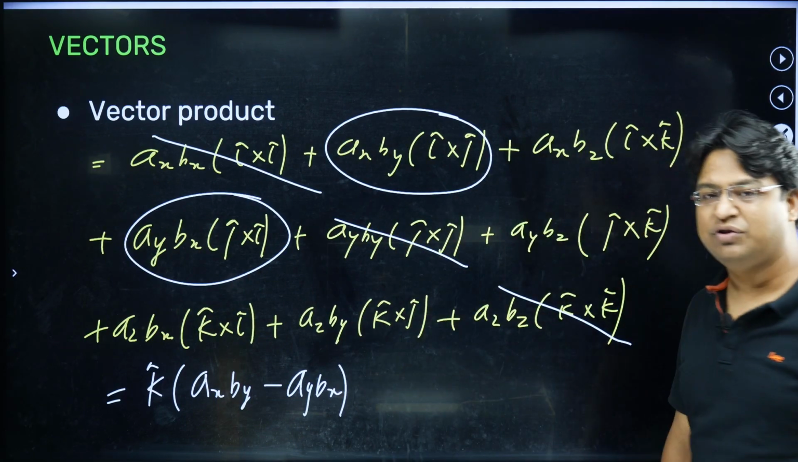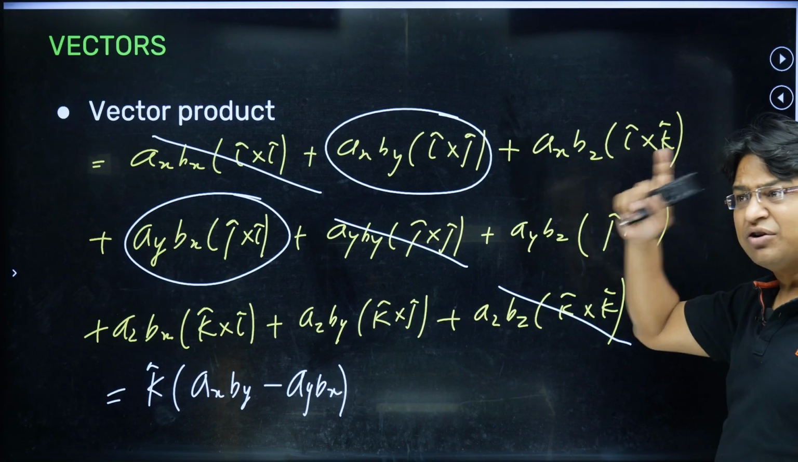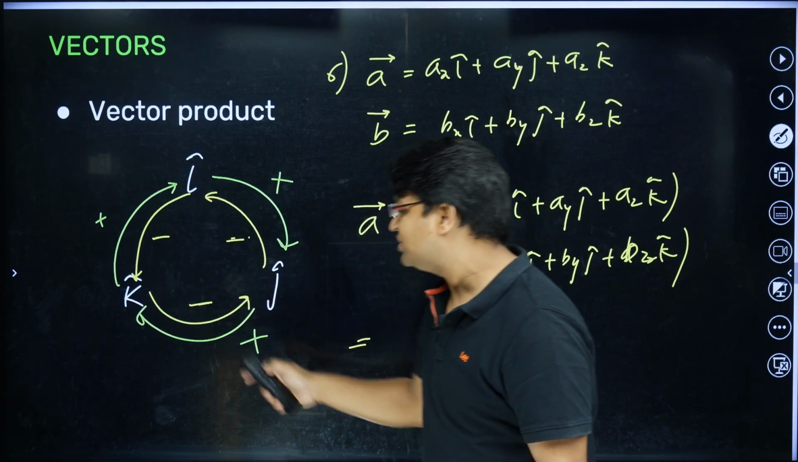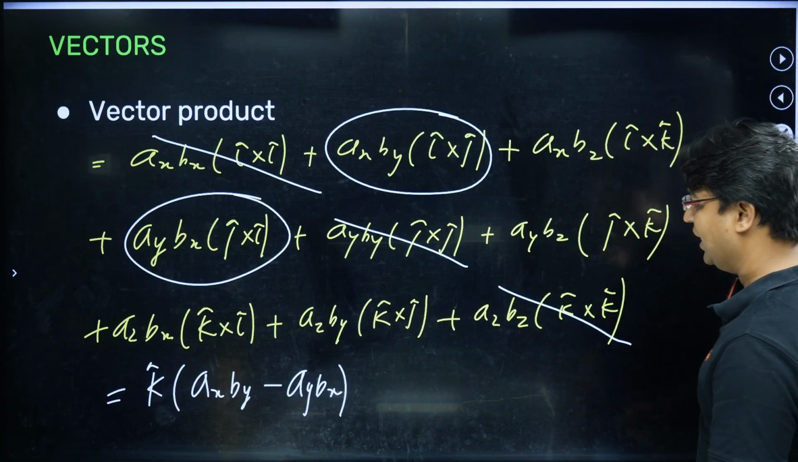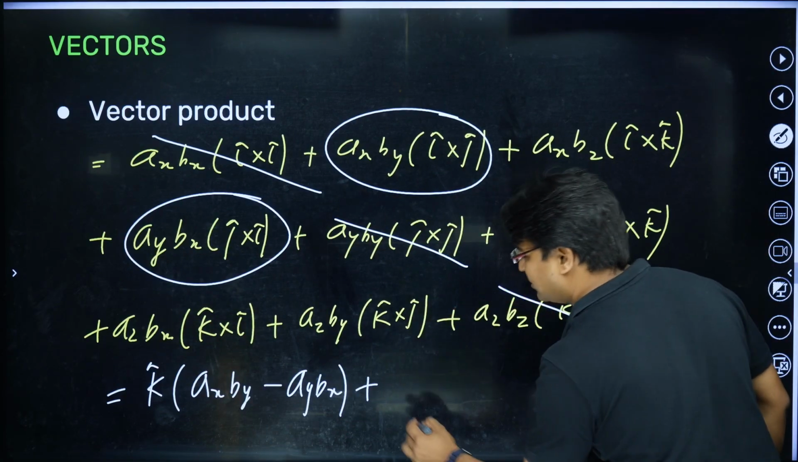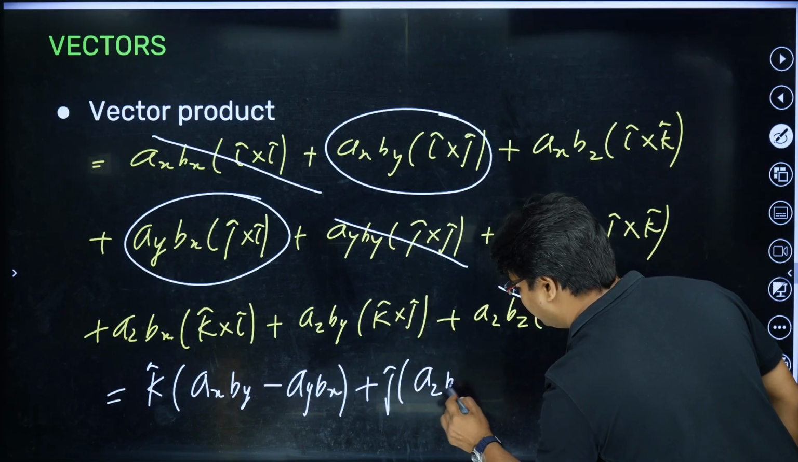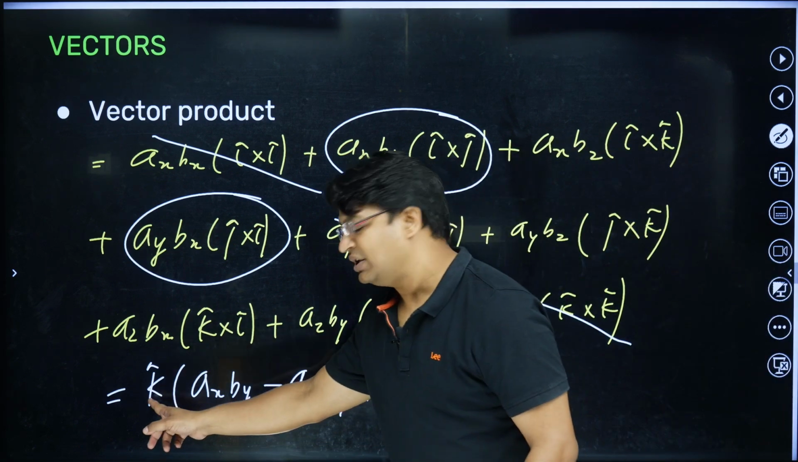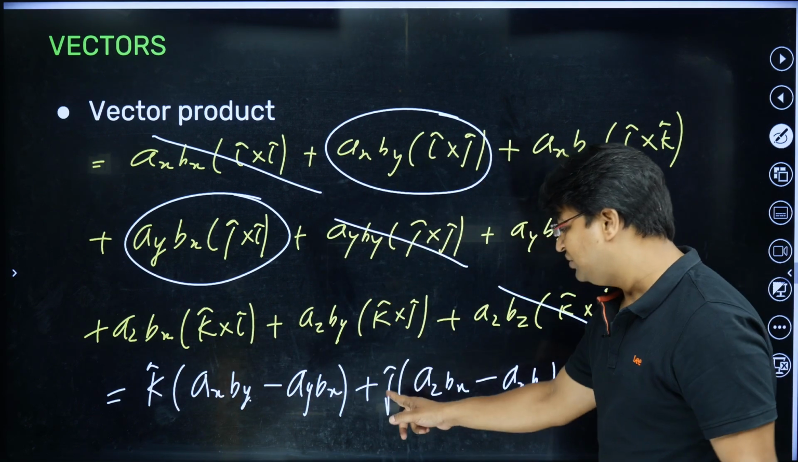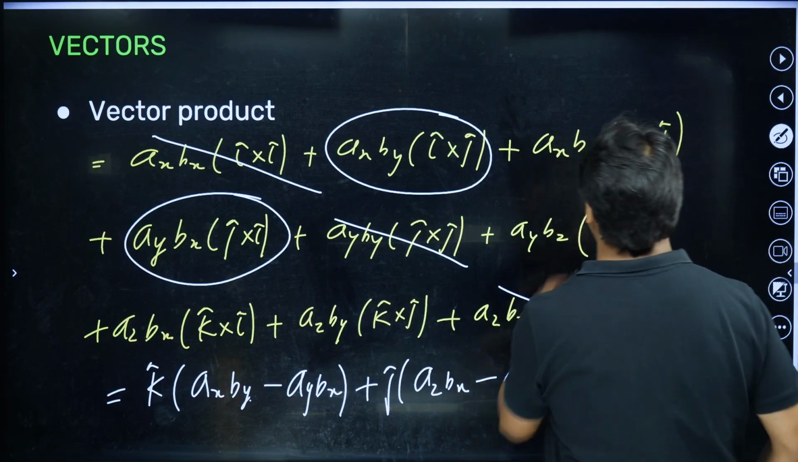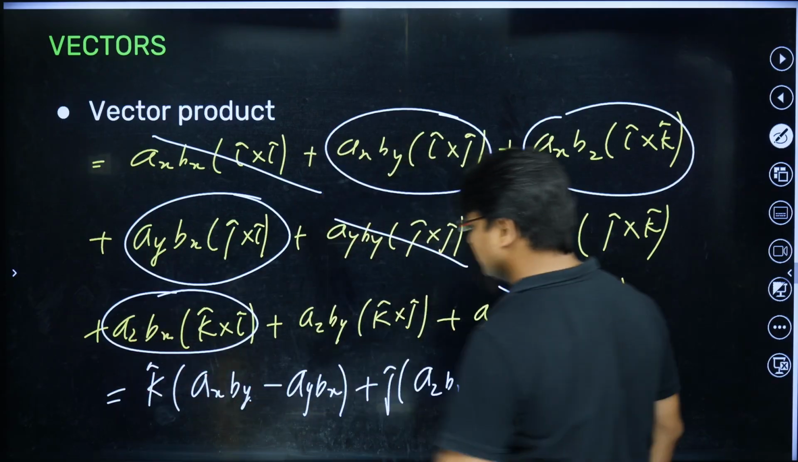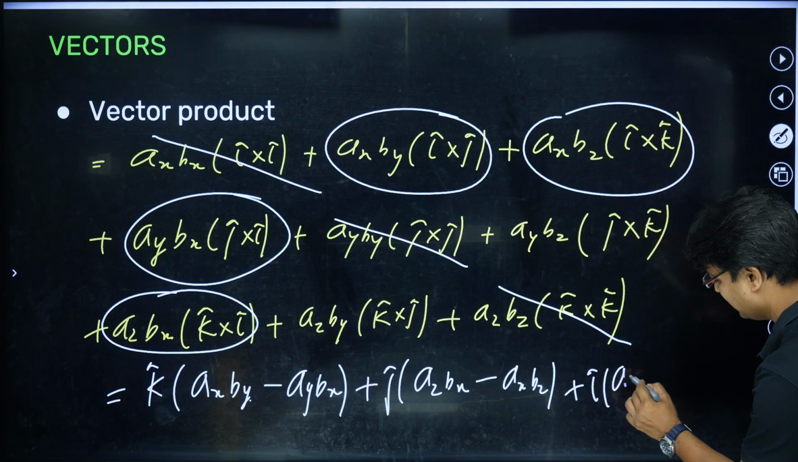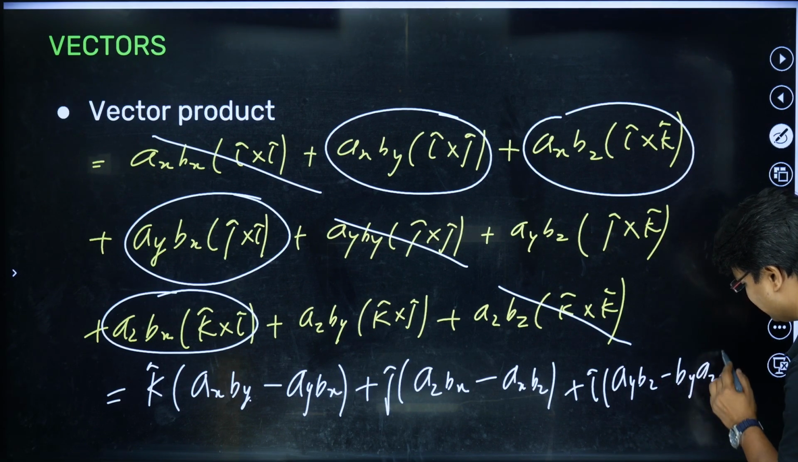So 3 were 0, 2 I have used, 4 are remaining. i cross k, remember, is minus j. We'll check it here. See, i cross k, we are coming in the opposite direction, so minus j. And this is k cross i, so this would be positive, plus j, and then we have az bx minus ax bz. Did you notice the trend? When you are writing k, you are getting x and y. When you are writing j, you are getting z and x. Now only 2 terms are left. This is j cross k, so this is i. So plus i cap and then we have ay bz minus by az.